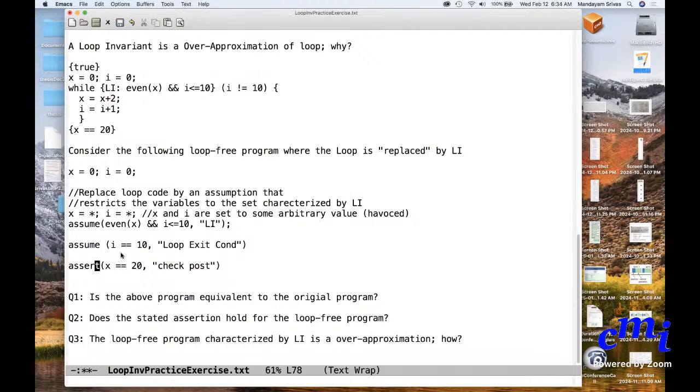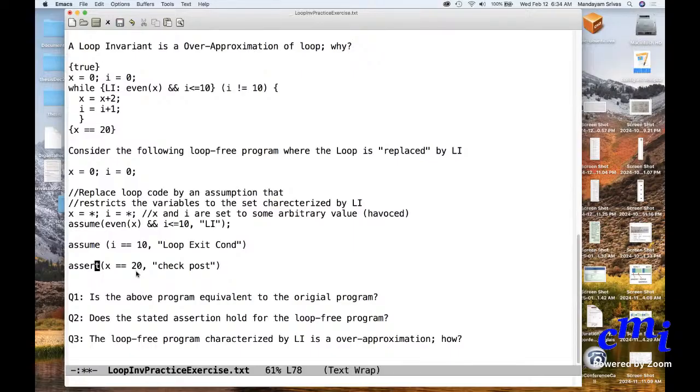Okay, so that's the reason when you replace the loop body with this loop invariant, you are not able to prove x is equal to 20. Because for that you also need some additional information in your loop invariant regarding the bound of x, which is x less than or equal to 20. So that's why when you use this loop invariant, your post condition check will fail.